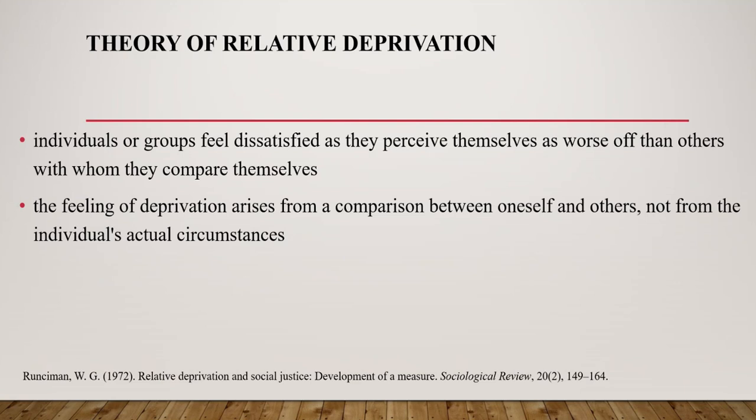Next is the theory of relative deprivation, which focuses on how we compare ourselves to others. People don't always feel upset because of their actual situation, but because they think others are doing better than them. For instance, a worker might be happy with their salary until they find out a coworker doing the same job earns more. This sense of unfairness can lead to resentment and even prejudice, especially when whole groups feel disadvantaged compared to others.